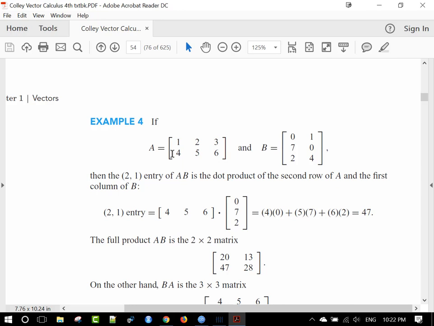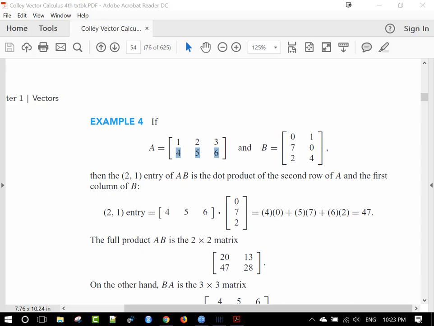So if I take the second row here times this column, what do I mean by times? Now we use what she said, which is that it comes from the dot product. We take the dot product of this row and this column. So if you do the dot product, you get 4 times 0, 5 times 7, and 6 times 2. Okay, and that's what they wrote here. So that's 47.